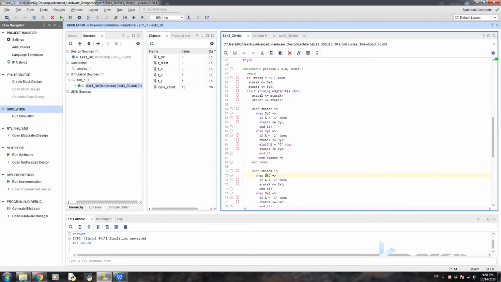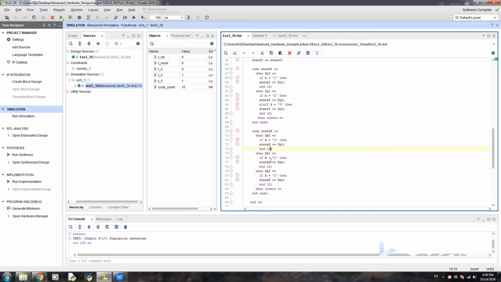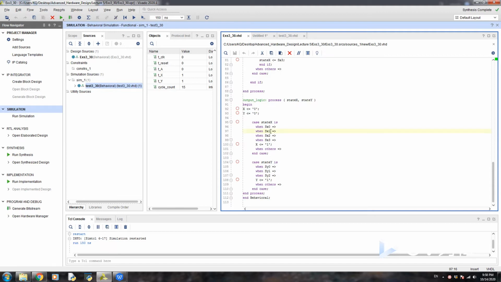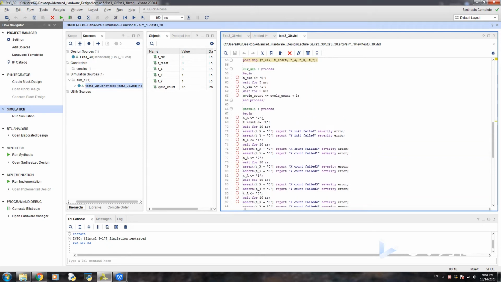Here's how I implemented it. Since there are two separate state machines, I have two separate cases, and the state flow is also separated. And the testbench initializes the initial value of input A and the reset to 0.